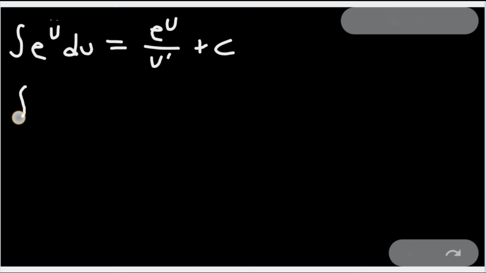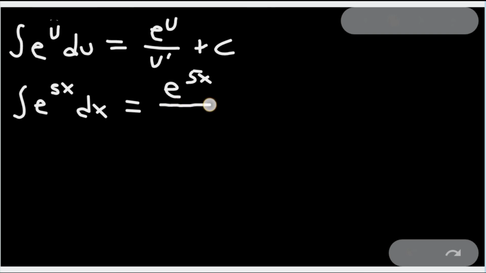Let's say we have the integral of e raised to 5x dx. Our u here is 5x. So what we have is e raised to 5x over the derivative of 5x, which is 5. Then plus c. So that is the answer.